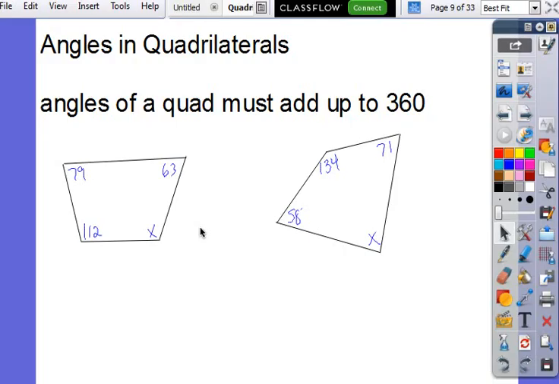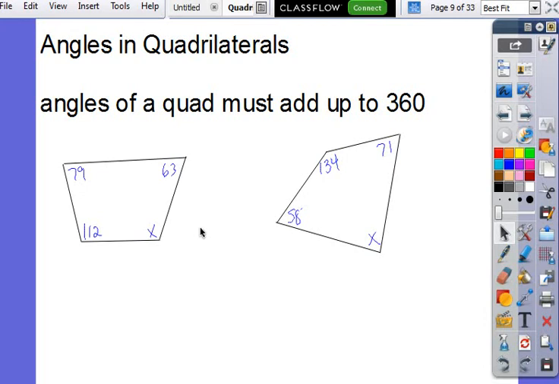The angles inside of a quadrilateral have to be 360 degrees. So when you get done with a quadrilateral, you've got to have 360. So if I want to solve this first one right here, what do I need to do? Just add them all up and then subtract from 360.